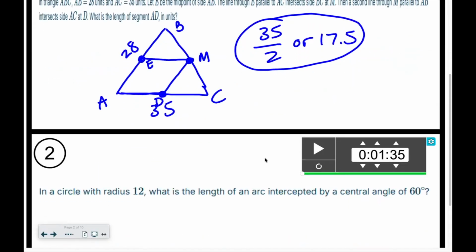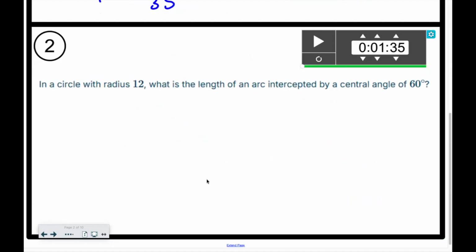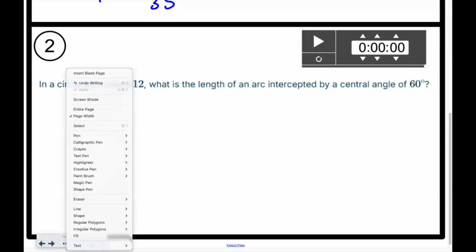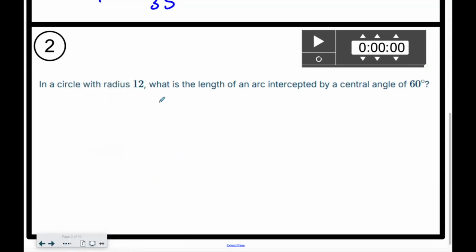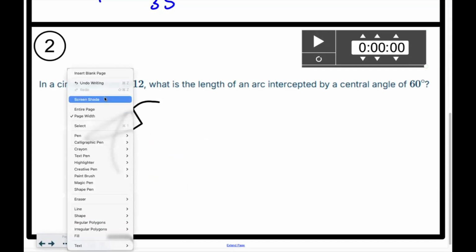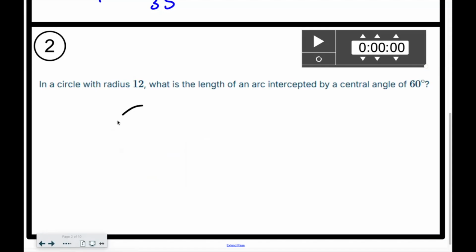Okay, and let's try the other one that was submitted. So take a look at this one. We've got a circle with radius 12 and an intercepted arc. So I'll give you like a minute and a half to try that one. Okay, so this one, we have a circle, which we don't necessarily need a visual for, but it might help a little bit. So we have a circle with radius 12.